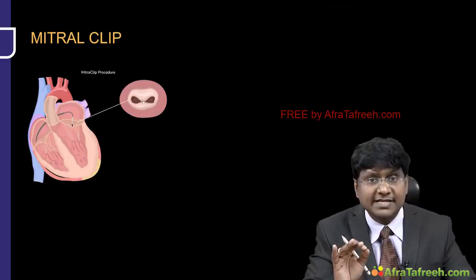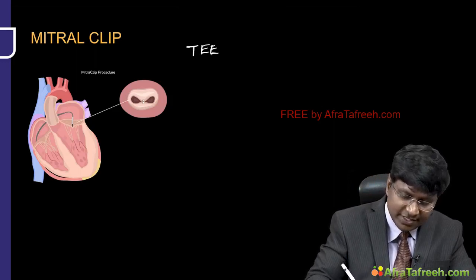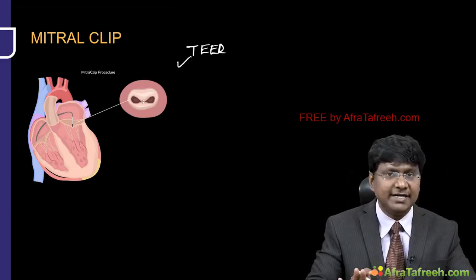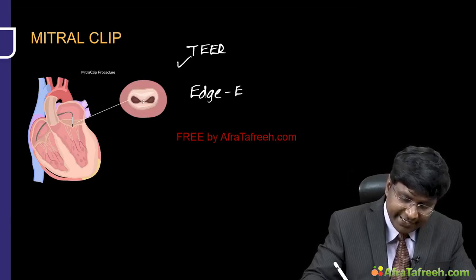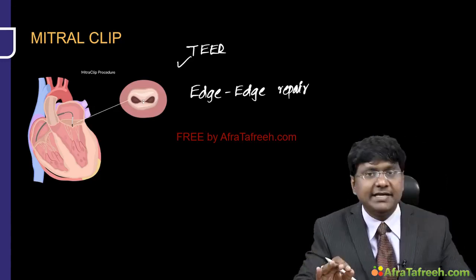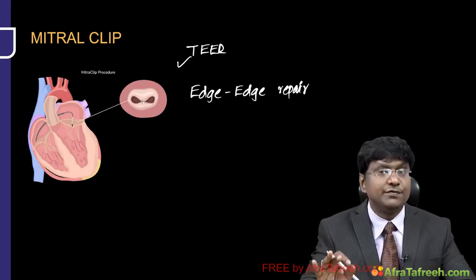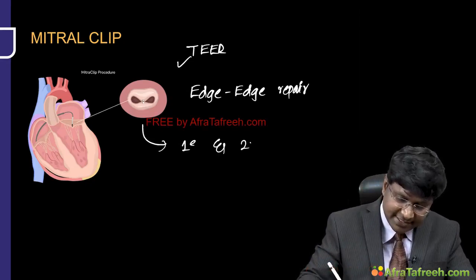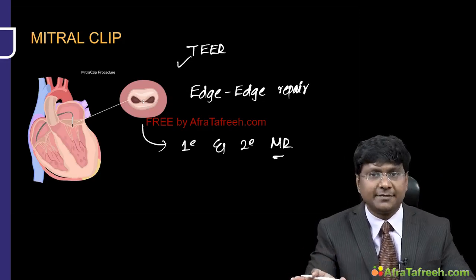Let me tell you. This mitral clip does what is called TEER. What is TEER? T stands for transcatheter, and E stands for edge to edge repair. TEER, transcatheter edge to edge repair, is commercially available for the treatment of both primary MR as well as secondary MR. We do this transcatheter edge to edge repair.